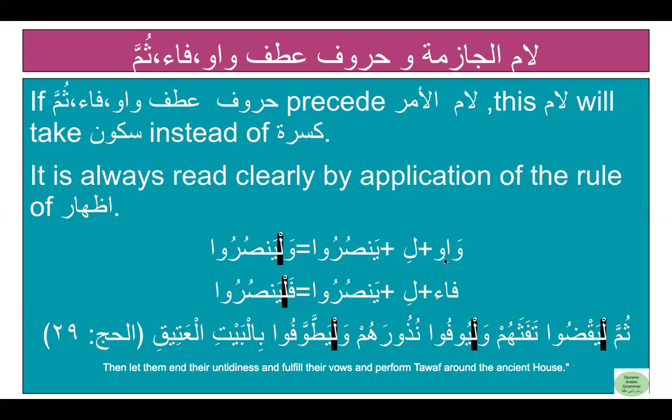As we can see here, waw, when it entered on lamul jazima or lamul amr, you can see here lamul amr is now written with sakoon. Wal yansuru, when fa entered on lamul amr or lamul jazima, lam is now written with sakoon, and here we can see fal yansuru. From Quran, verse number 29 of Surah Al-Hajj, we can see when thumma and waw entered upon lamul amr or lamul jazima, lam dropped its kasra and took upon itself a sukoon.